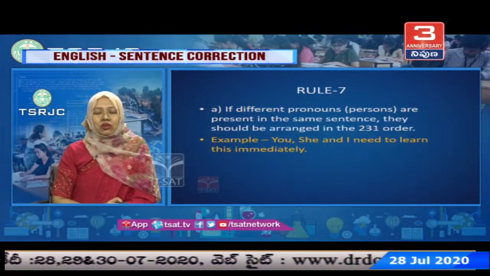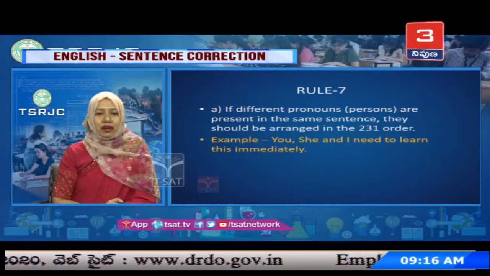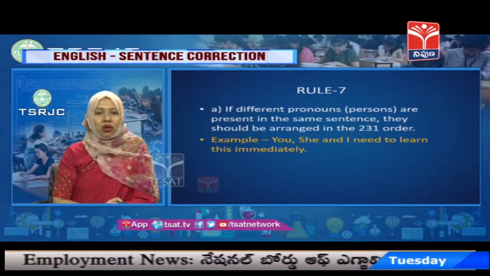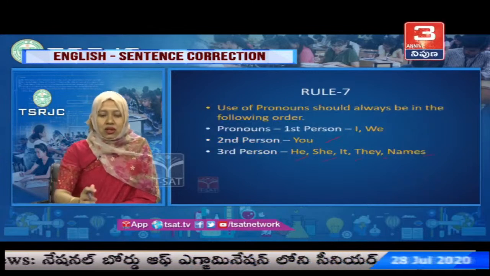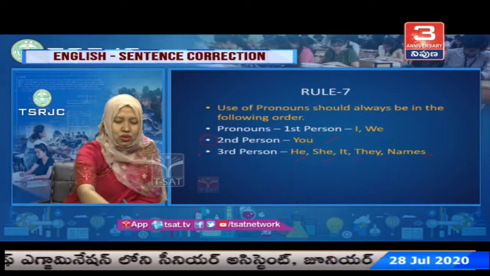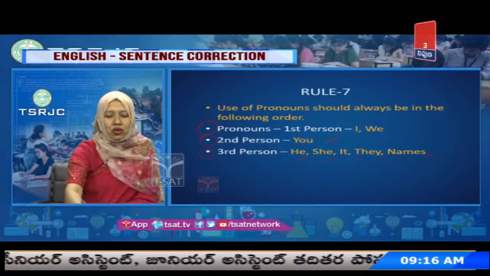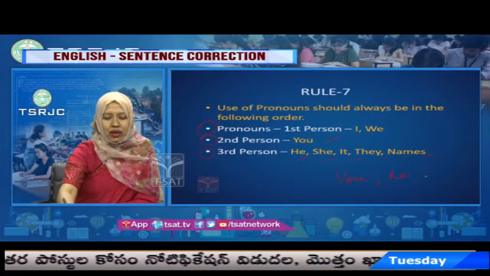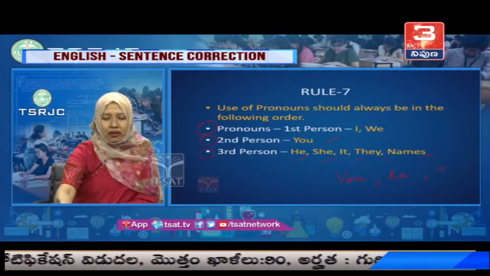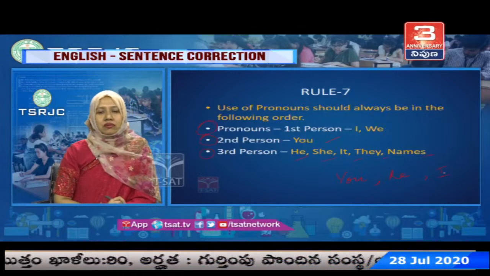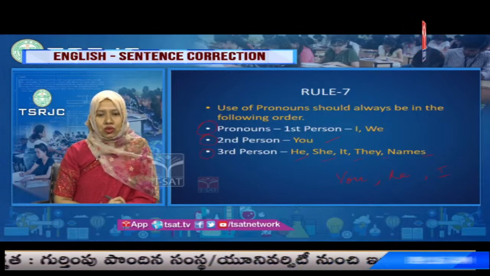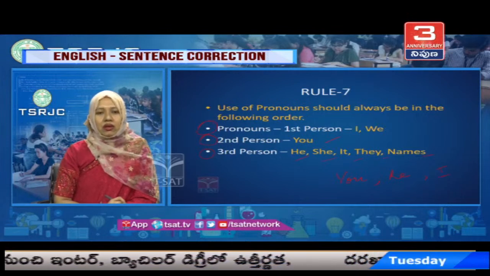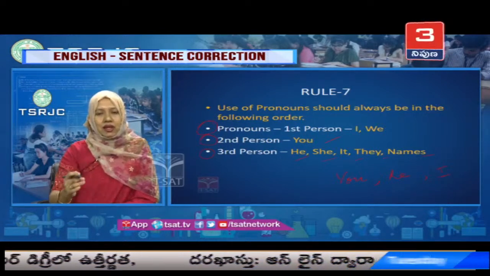If different pronouns or persons are present in the same sentence, they should be arranged in 2-3-1 order. What is the 2-3-1 order? First you will use you, then next you will use he, then you will say I. Remember, 2, 3 and 1 order: second person, third person and first person.